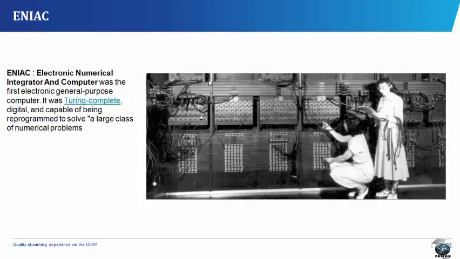The ENIAC. ENIAC stands for Electronic Numerical Integrator and Computer. This was the first electronic general purpose computer. It was digital, Turing complete, and capable of being reprogrammed to solve a large class of numerical problems. Here we can see the ENIAC computer, a very big computer operated by 2 users.